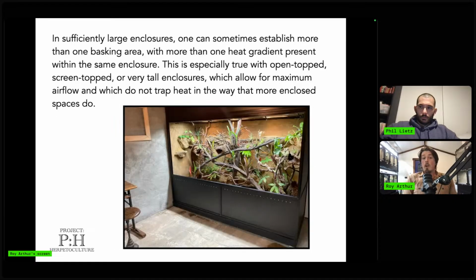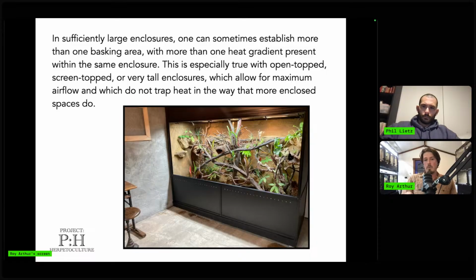So, in sufficiently large enclosures, you can also sometimes establish more than one basking area. So, with more than one heat gradient present within the same enclosure. This is especially true with open topped, screen topped, or very tall enclosures, which allow for maximum airflow and which do not trap heat in the same way that more enclosed spaces do.